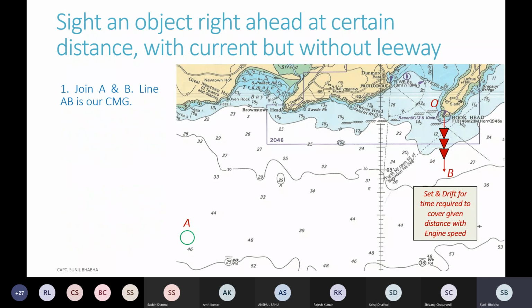Now what we will do is, we will join our initial position, A in this case, to the point where the current vector ends, that is point Bravo. So join Alpha with Bravo. Let's plot it on the chart. So you have this line joining Alpha to Bravo. This line, which we have just now plotted on the chart, is our course made good line.